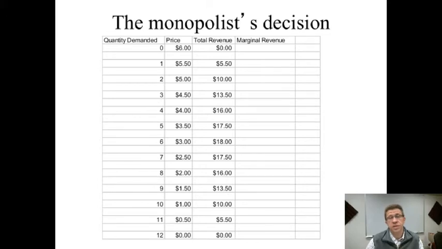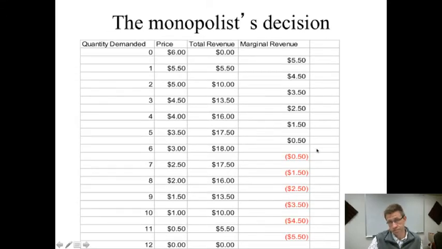Marginal revenue is the change in total revenue when you sell one more unit. So when we sell that first unit, we get $5.50 in extra revenue. When we sell the extra unit, we go from $5.50 to $10. So the difference is $4.50. When we sell the third unit, we go from $10 to $13.50, so we get an extra $3.50, and that trend continues. Two things to note.